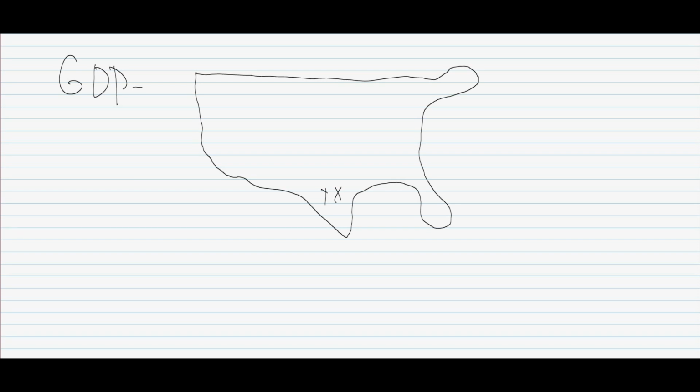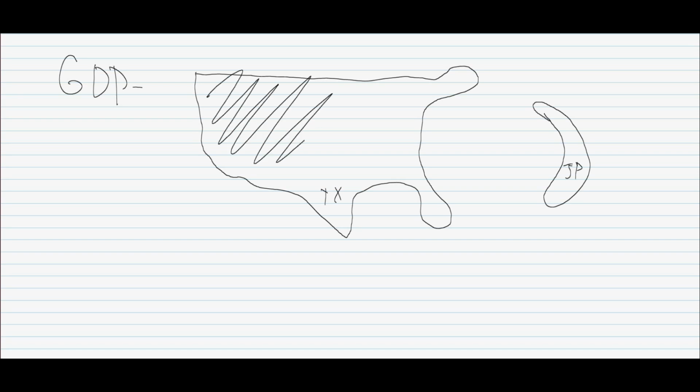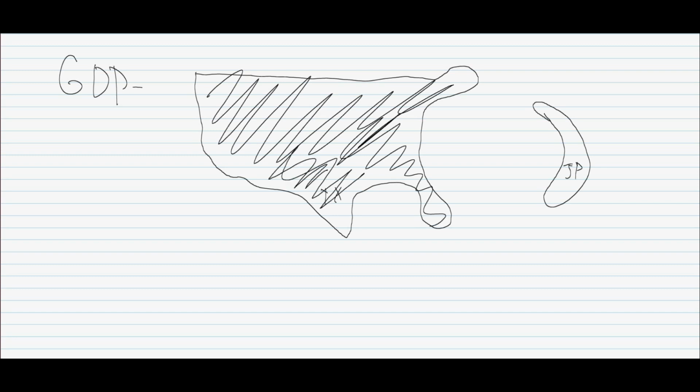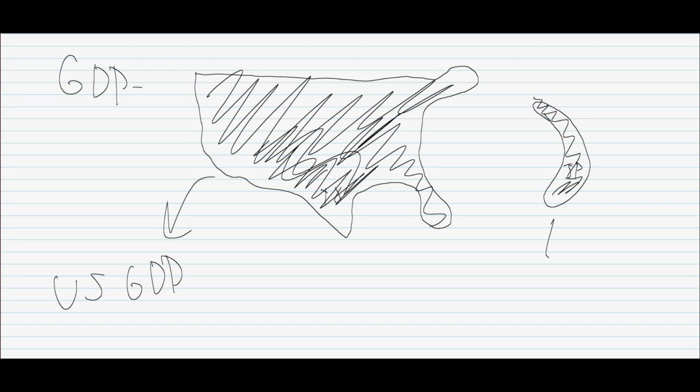Alright, so let me also draw Japan over here. I'm not even going to bother. I'm making a boomerang looking thing. Japan. Okay, GDP. Anything produced within the United States borders is included within the United States GDP. Everything produced within Japan's borders is included in Japan's GDP.